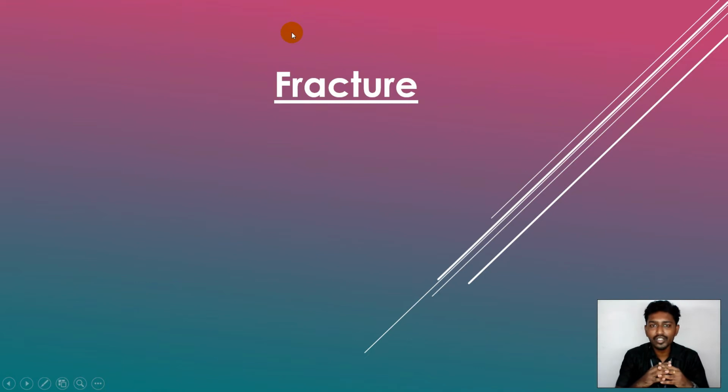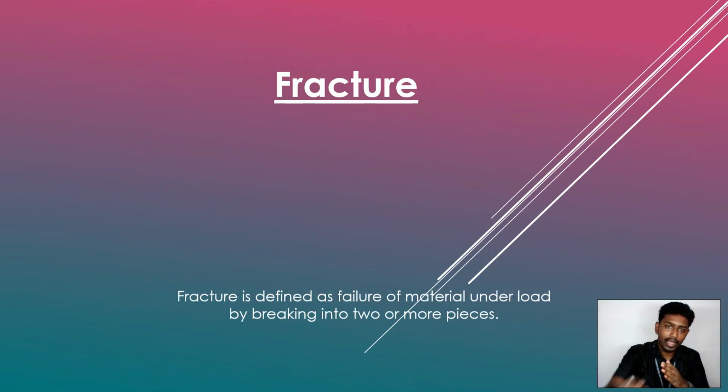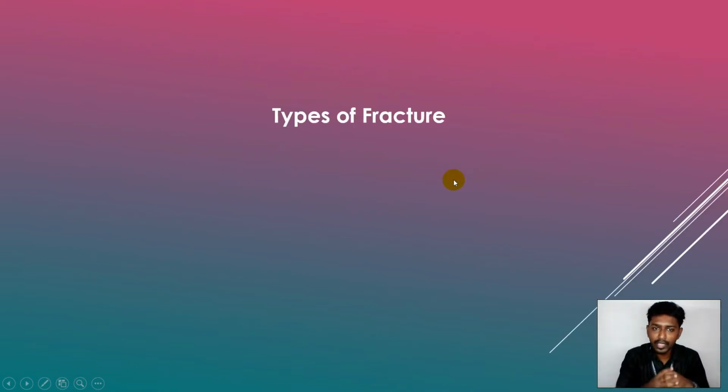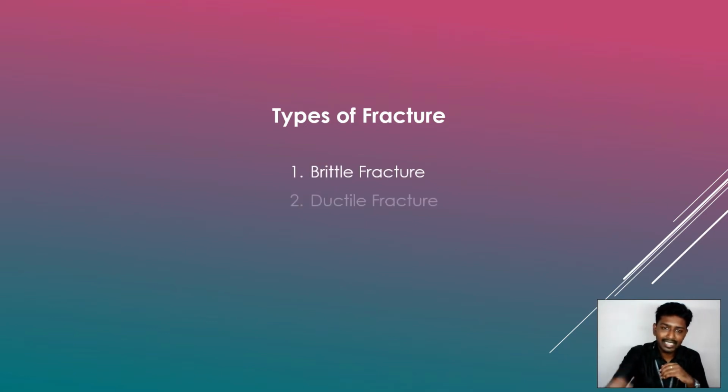Fracture, in the sense that whenever an object is subjected to load, it breaks into two or more pieces. Here it is defined: fracture is defined as failure of material under load by breaking into two or more pieces. Now let me move to the types of fracture. For engineering material, two modes of failure are possible. The first one is brittle fracture and the second one is ductile fracture.